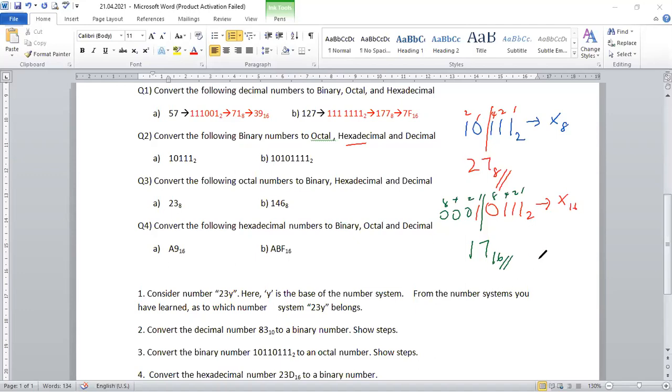Now if you want, what you can do here, they are asking to convert to decimal number too. Decimal number. So 101112. So you can write 2 to the power 0, 2 to the power 1, 2 to the power 2, 2 to the power 3, 2 to the power 4. So that means 1, 2, 4, 8 and 16. So you can write 16 plus 4 plus 2 plus 1. So this is 20, 22, 23. 23 will be the answer. When you convert this number to decimal, you are getting this answer.